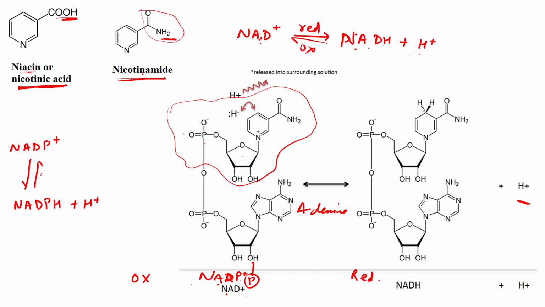NADP and NAD are both cofactors derived from vitamin B3, that is niacin, and NAD and NADP are involved in redox reactions very similar to FAD.